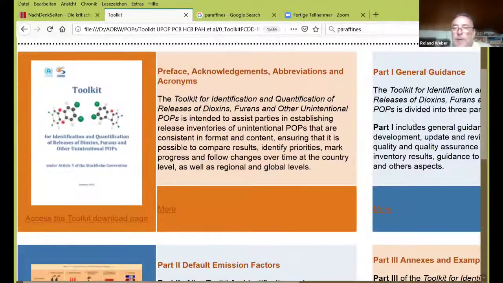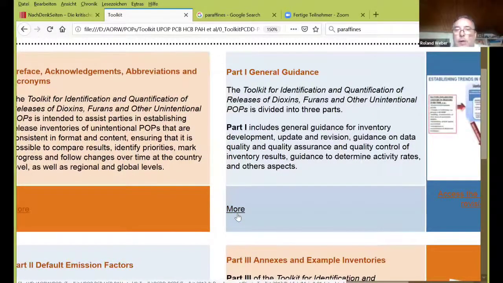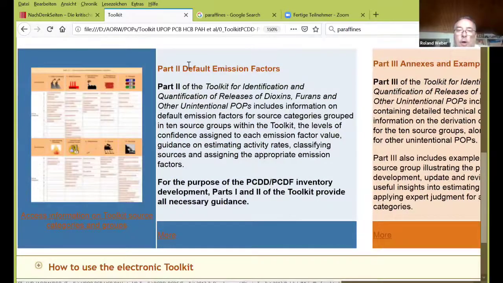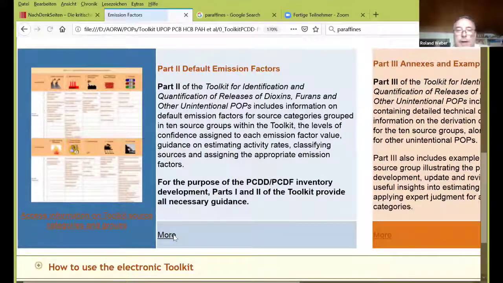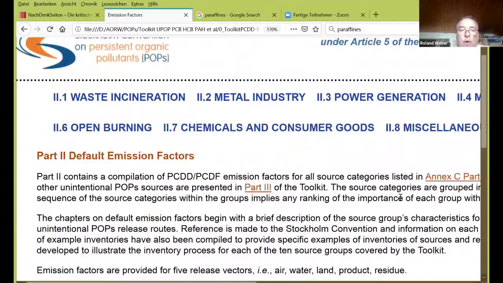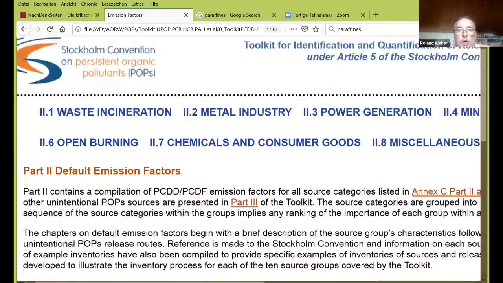And then we have part 1 with the general guidance. You can click on it and read about the general guidance. You can go to the default emission factors. When you click on default emission factors, it brings you to part 2, default emission factors. And you see here you have all sources: waste incineration, metal industry, power plants, mineral production, transport, open burning. So we just go into, let's say, the waste incineration.